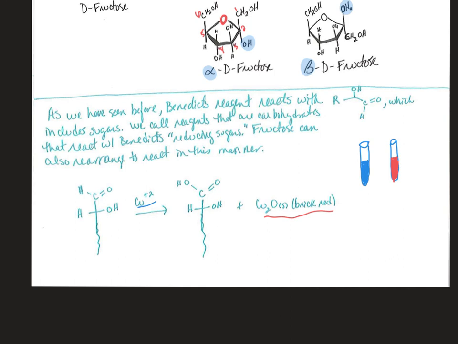So Benedict's reagent will work with a reducing sugar that's basically in its Fischer projection form. So it has a C=O, and the next carbon over has an OH. And so this is just a reaction that allows us to identify, sometimes, if you have something like sugar in your urine or something to that degree.